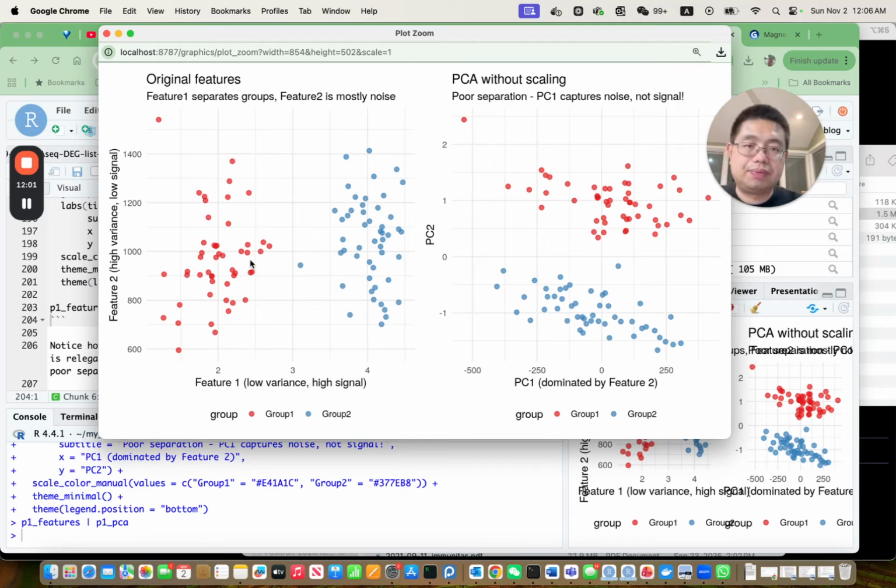Similarly, for the PCA, the first principal component also explains the most variance here, 99.9%, but it's dominated by feature 2 because of its bigger variance. And although indeed in principal component 2 you can separate these 2 groups, PC2 explains only like 0.1% of the total variance.